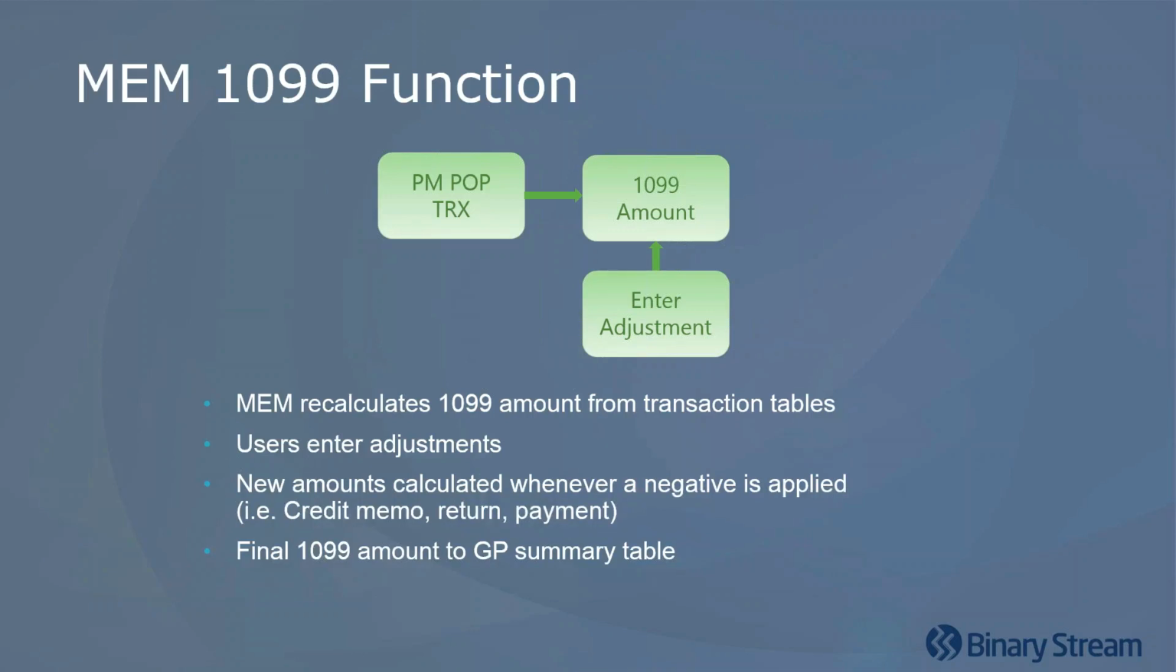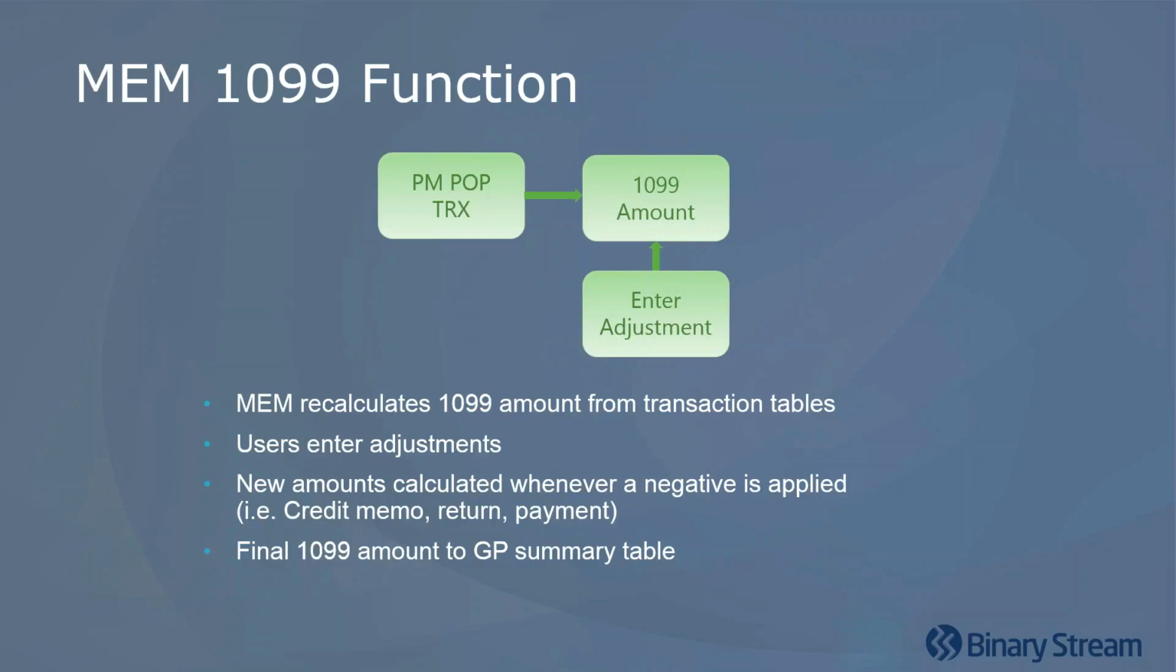But what you will always have is traceability: how much is the system actually calculating, and how much is related to just your adjustment. So the reason we don't have you override the 1099 amount is so that we have traceability back to where it's coming from. We also never look at that 1099 summary table from GP.